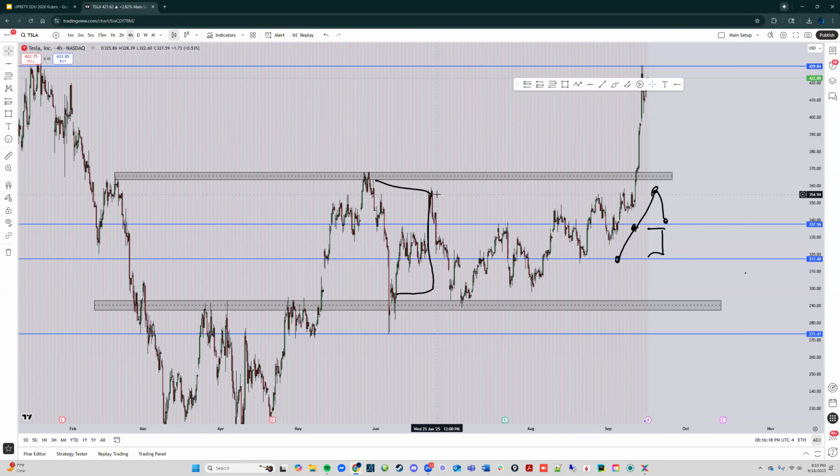Which one would you guys rather have? Would you rather catch this $10 move or would you rather catch this $50 move? I think it's pretty simple. Everybody wants to catch the $50 move. And that is why we trade supply and demand.